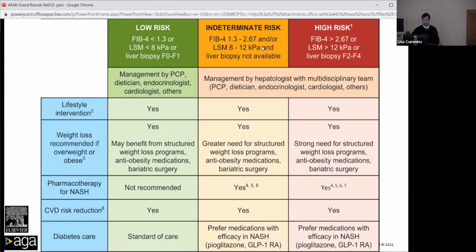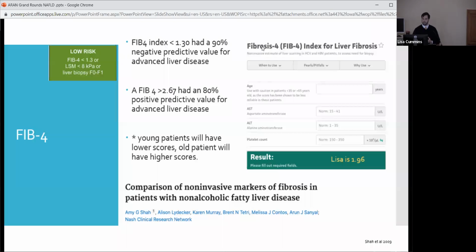Lifestyle intervention, you definitely want. Weight loss, you're going to recommend weight loss on all these patients. Do you actually give a medicine for this? Not necessarily for low risk patients. Should we be looking at cardiac issues? Absolutely, on all these patients. And what do we do for their diabetes if it's there? And this at this level is just standard of care.